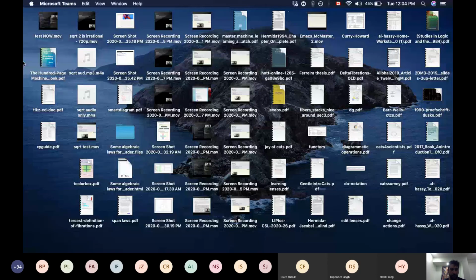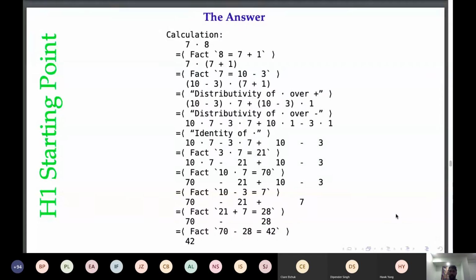Let's look at this. So it's very easy to read, easy to write, and this is actual CalcCheck. It starts off with some very basic things. 7 times 8. 8 is 7 plus 1. Okay, just simplify. 7 is the same as 10 minus 3. Okay, that sounds fine. Then you distribute multiplication over addition: 10 minus 3 times 7 plus 10 minus 3 times 1. If you're not familiar with these words, distributivity or identity, no worries, we are going to cover that. Again, this is just another teaser.